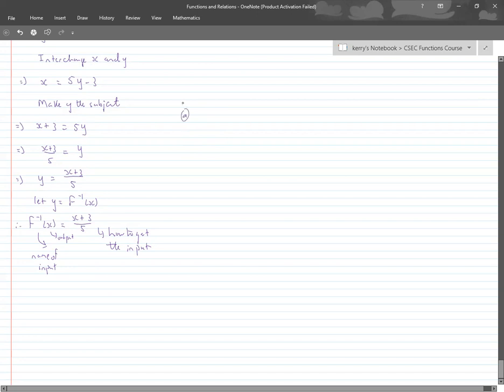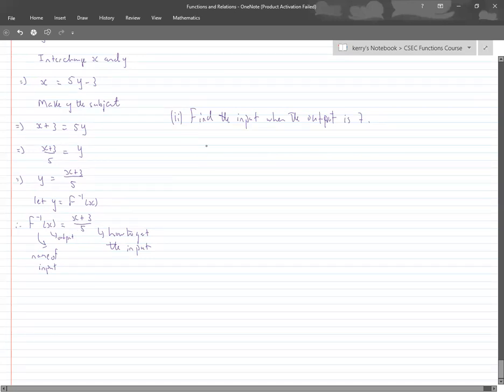So let's say we have another part of this question. Let's just say the other part of this question is part B, part 2, sorry. Find the input when the output is 7.